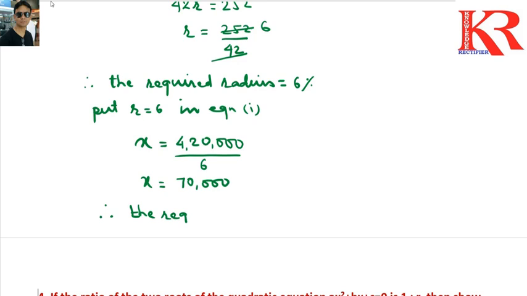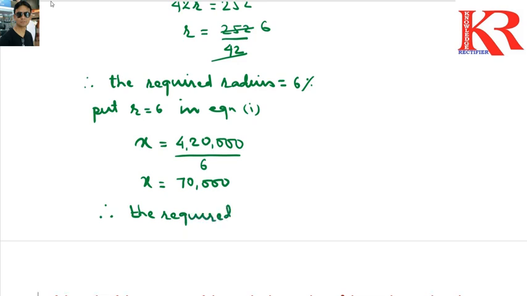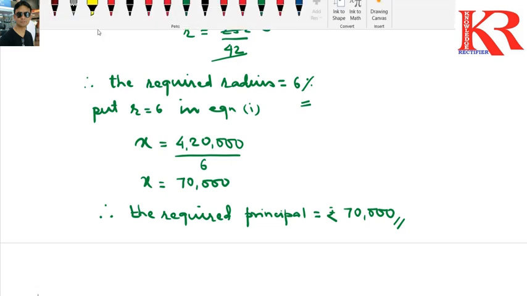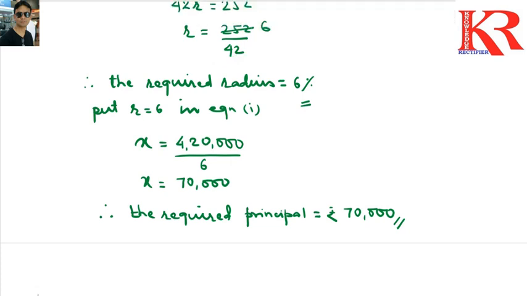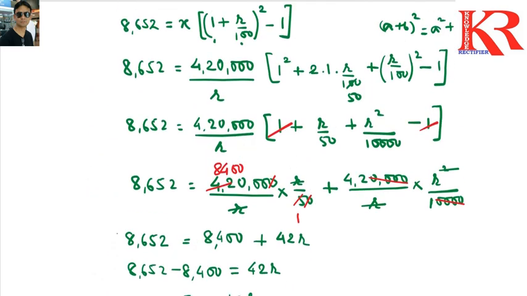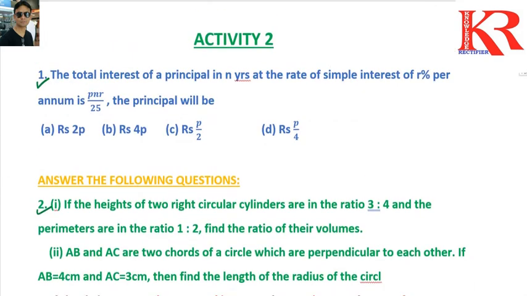Therefore the required principal is rupees 70,000. So required sum is 70,000 and required rate is 6%. That will be our answer. Is that okay? So that is all for question number 3.